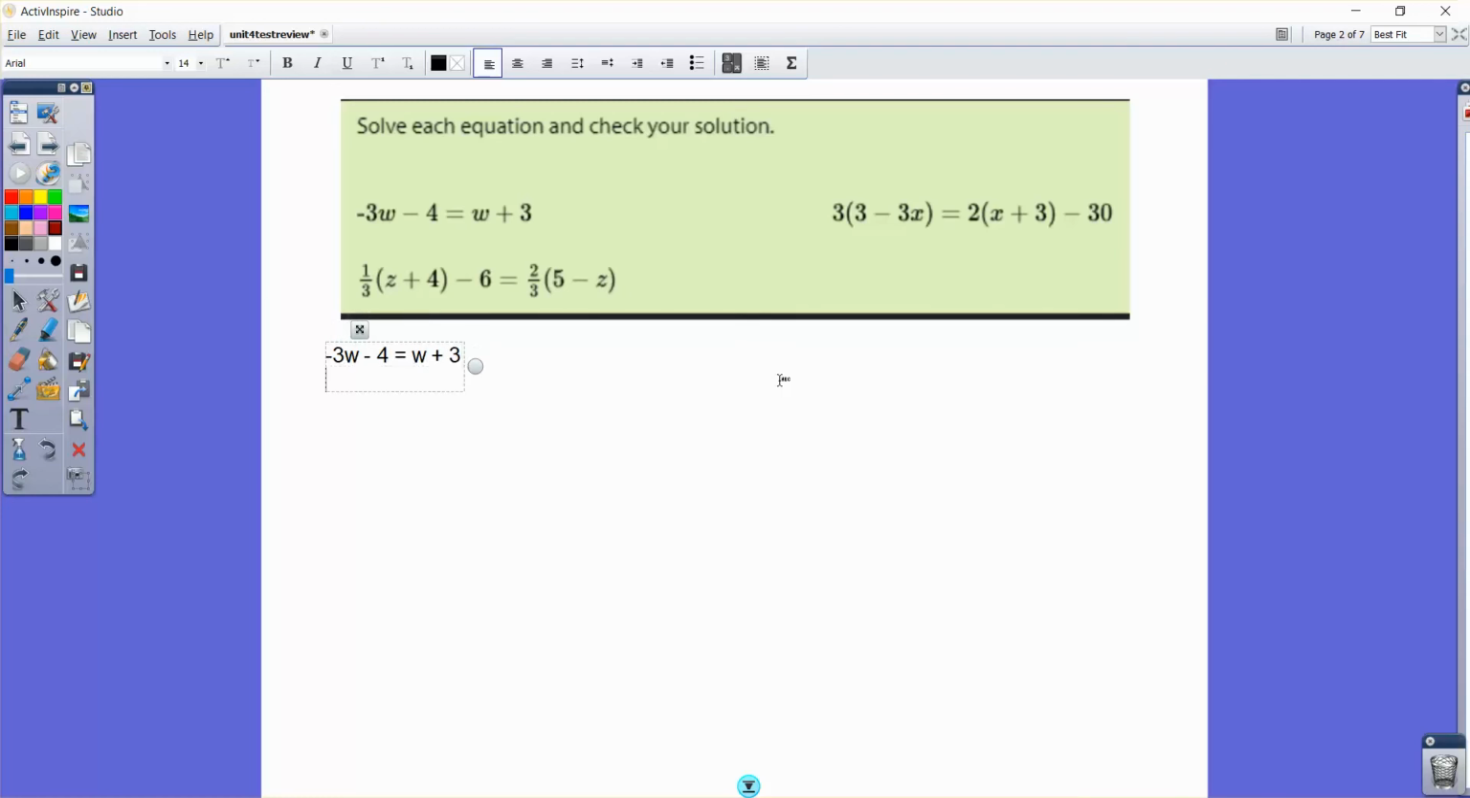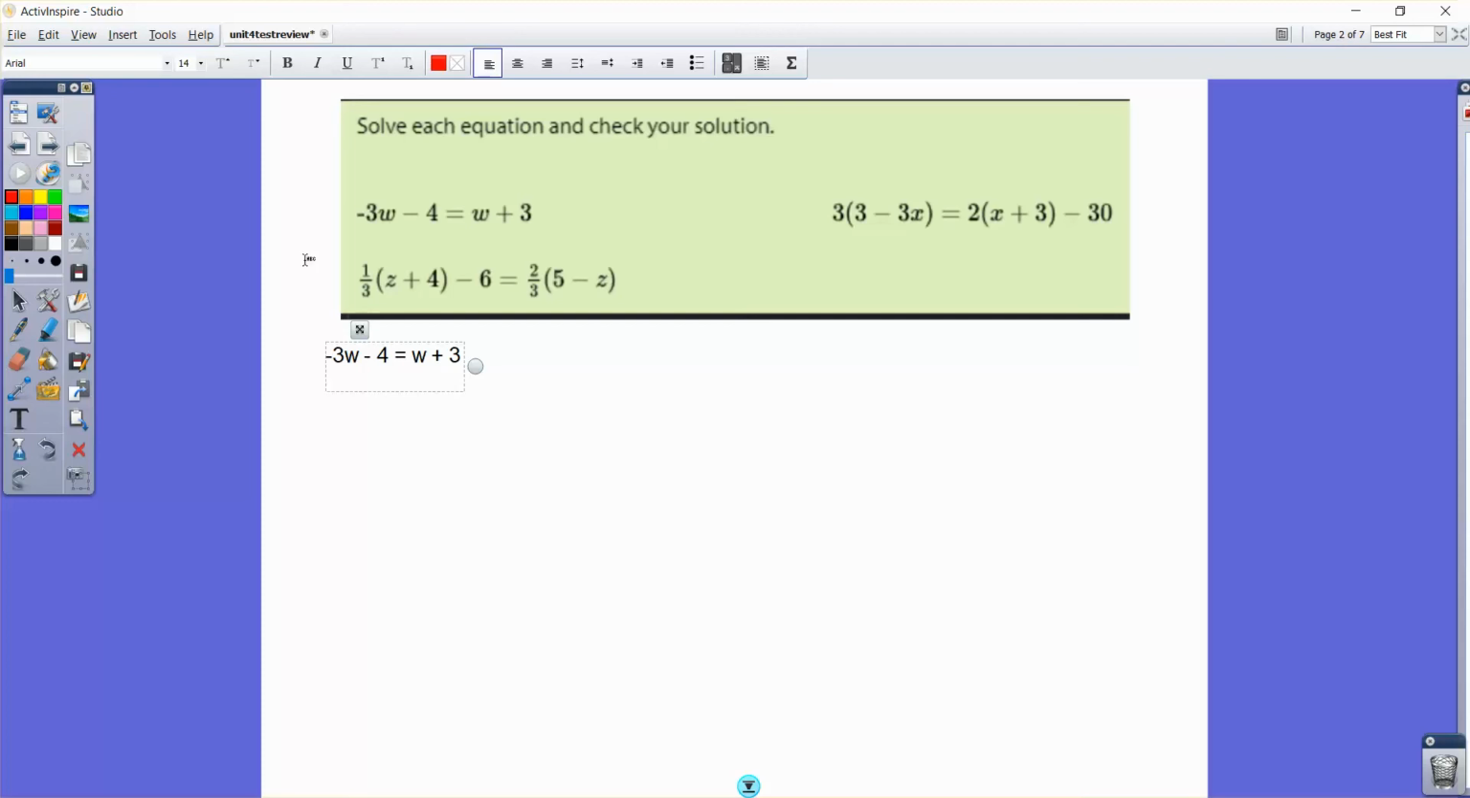So the first thing we would do is say, all right, are there any terms we can multiply out, or distribute, or combine? In this case, no, because we have a w and a constant term on both sides. So what I work on with my students is balancing. When we have variables on both sides, we want to put all our variables on one side, and we do that through what's called a balancing operation.